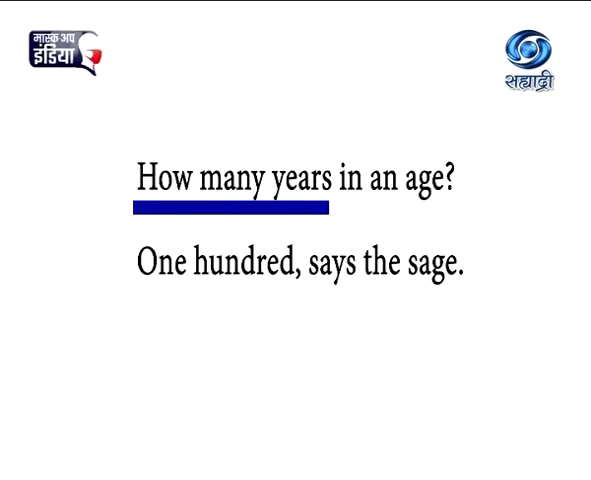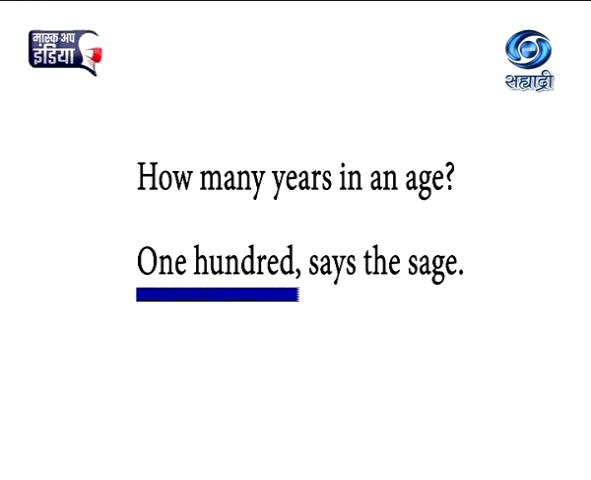How many years in an age? 100, says the sage. She asks us how many years are there in one age? And the answer to that is 100 years. 100 years make an age. And this has been said by a sage. Can you all tell me who a sage is? A sage is a wise person.